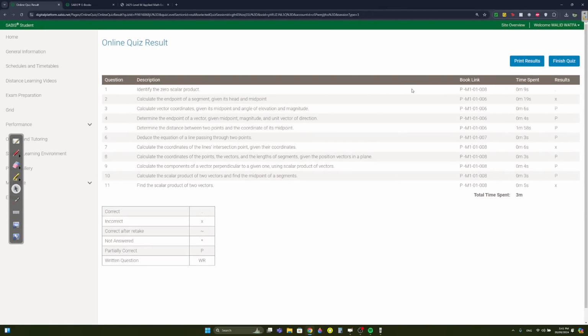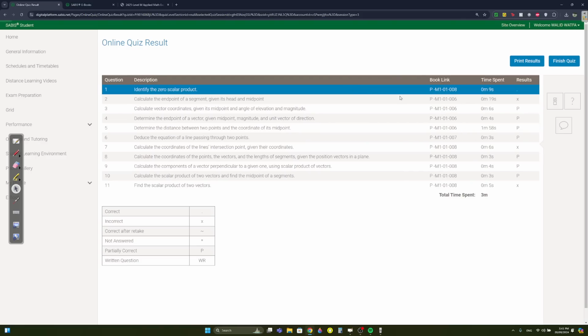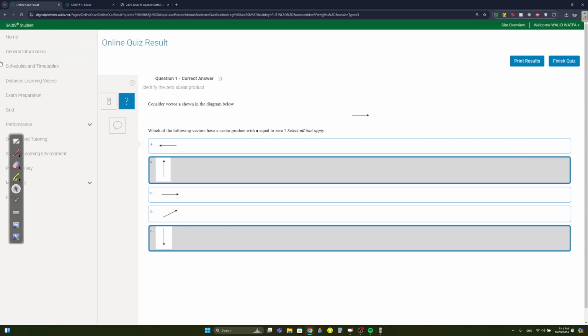Vectors 1.6, 1.8. Identify the zero scalar product. When do two vectors multiply up to get zero? When they are perpendicular. So these two vectors are perpendicular to this given vector. Okay, that's why their product is zero.